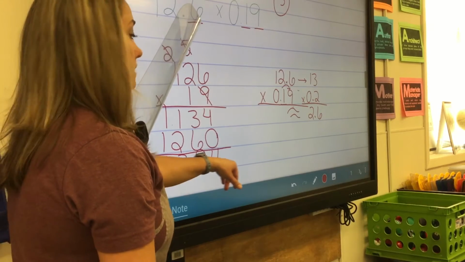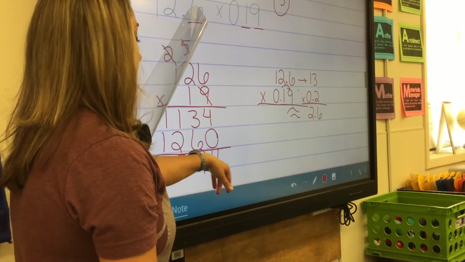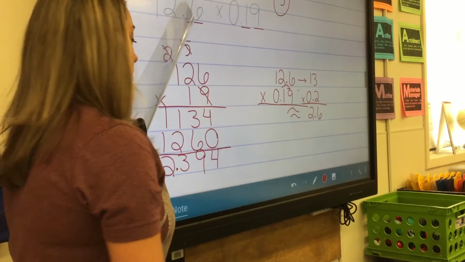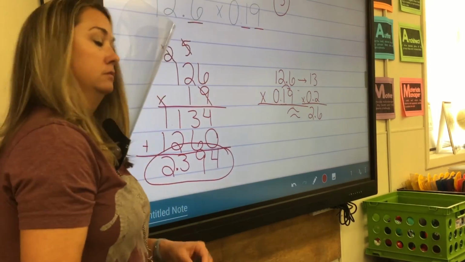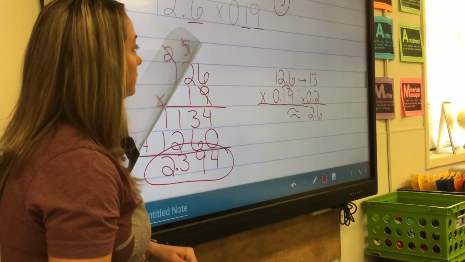I have 2 3/10, which would round to 2 4/10 if I round it up. So that answer is reasonable. So I circle my answer and I move on. Okay?